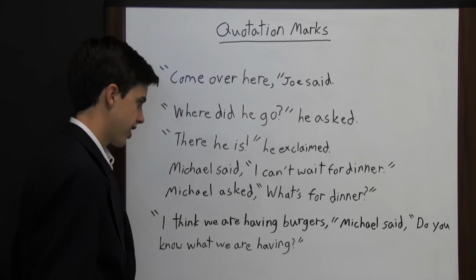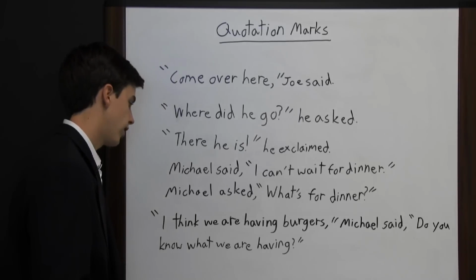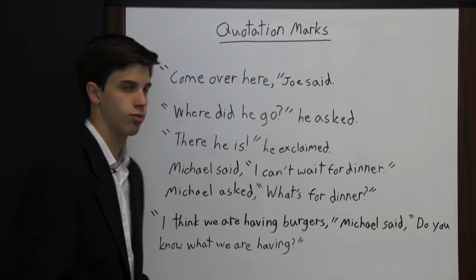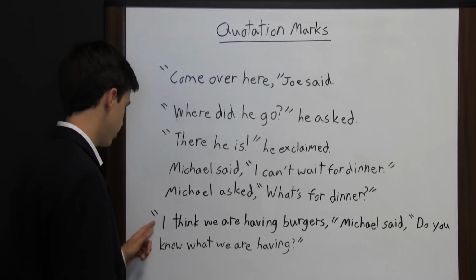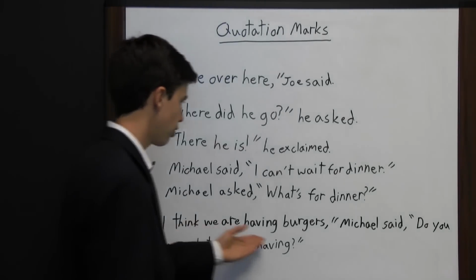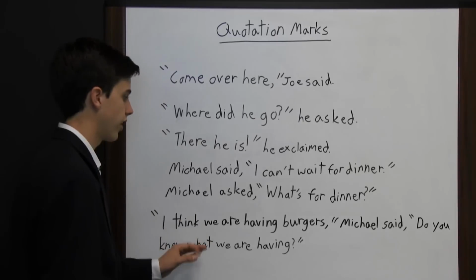Now this final sentence is kind of unique. It says, "I think we were having burgers," Michael said, "Do you know what we are having?" So right here, there's two quotes within one sentence. So it says, "I think we were having burgers." So we open up with quotation marks. We have the quote right here. We end with a comma because this is a declarative sentence.